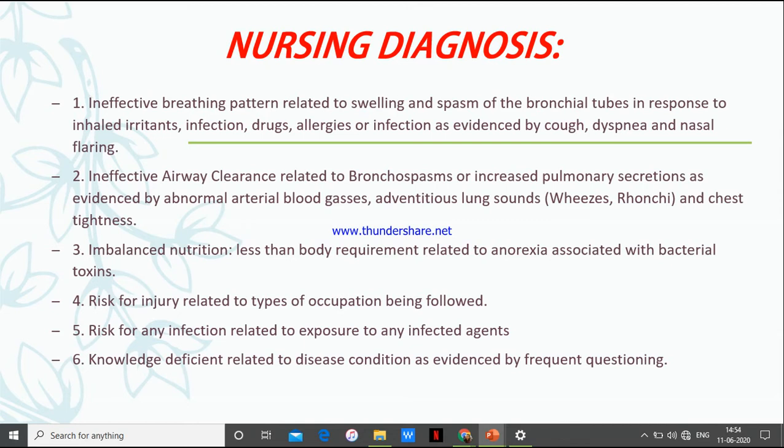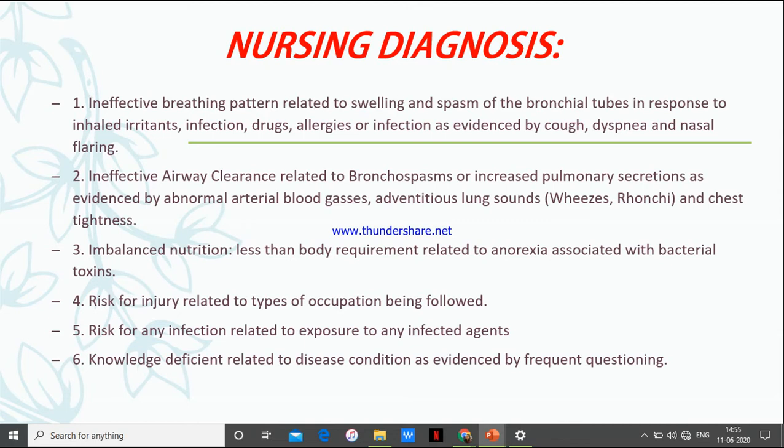Next is risk for injury related to types of occupation being followed. So there are many occupations where there is a risk for injury. It's like people working in factories or industries or roadside or construction sites. So they are at a risk of having injuries.